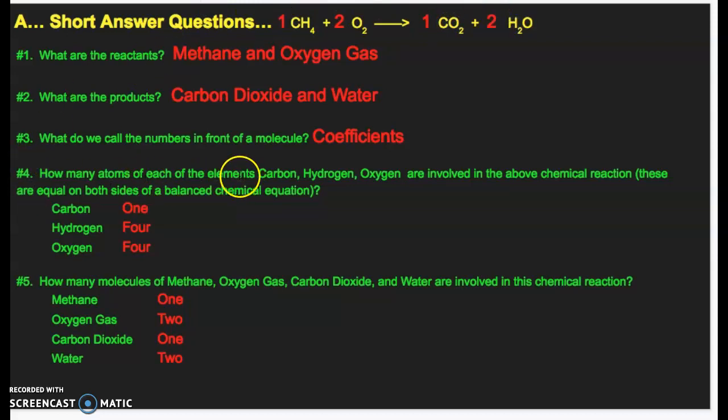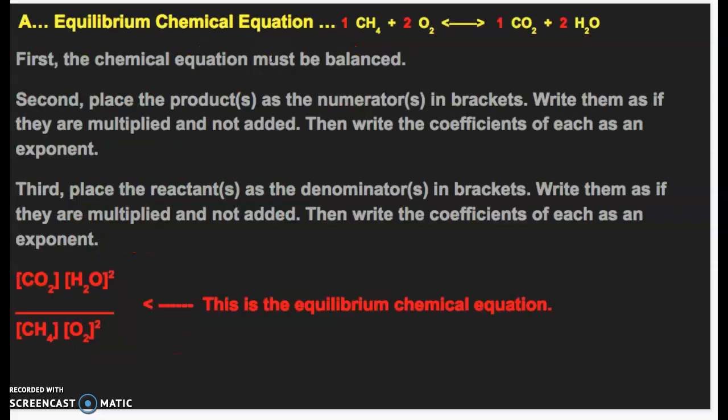How many atoms of each of these elements that are in these molecules are there? We already covered that in the balancing, but we have 1 carbon, and we have 4 hydrogens, and we have 4 oxygens, and that's on both sides. Notice they have to be the same on both sides for it to be balanced. You have to balance this first before you can come up with the short answer questions, as well as when you're doing that question there, that had to be a balanced equation or you could not do the calculation, okay?